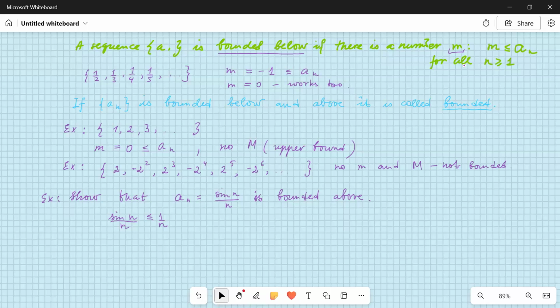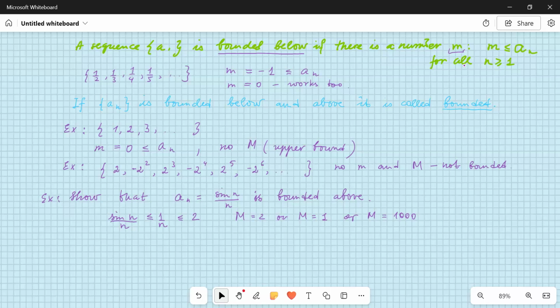But for 1 over n, we already know that the sequence looks like 1, 1/2, 1/3. We can choose any number greater than 1 as a bound. So you can say that all of them are less than or equal, for example, to 2 or to 1. You see? So your m can be equal to 1, or m can be equal to 1000, just any number greater. See? So, well, just know this, right?